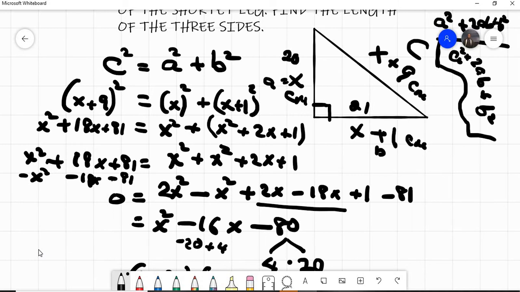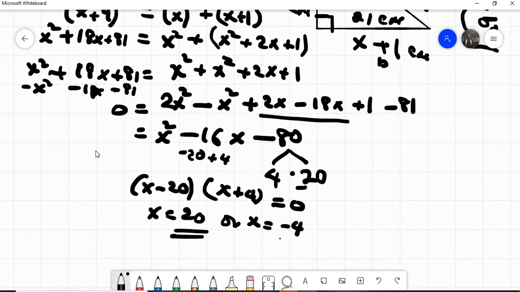This one, the length is gonna be 29 centimeters. Everything, the unit is centimeters. So that's the question is right, because when we get the negative, we are gonna reject it, because length cannot be negative, it has to be positive. So our question is very beautiful.